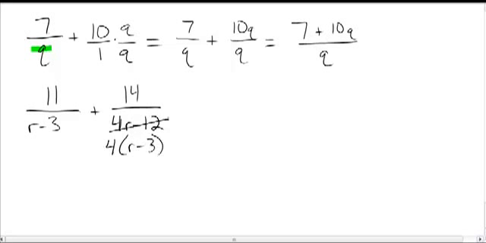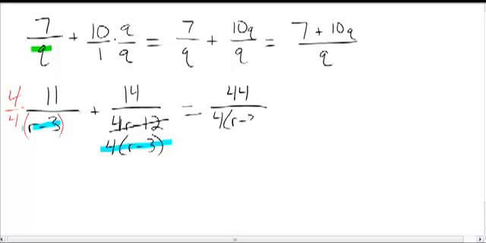So notice, what's the difference between the two fractions? 4 times r minus 3 and r minus 3. So the only difference is that the first fraction is missing that 4. Well, that's pretty easy to rectify. We're just going to multiply by 4 on top and 4 on bottom. Now keep in mind this r minus 3 needs to be in parentheses. So now what does that give me? Well, that gives me 4 times 11 is 44 over, you don't need to multiply out the 4, you can just leave it as 4 times r minus 3, plus 14 over 4 times r minus 3.